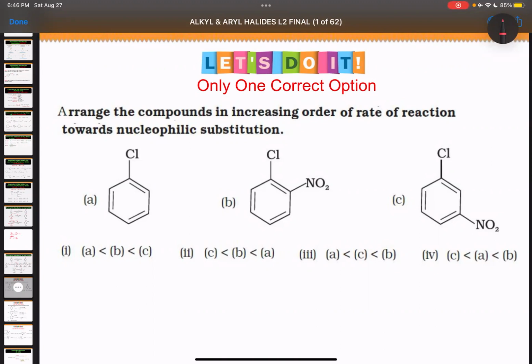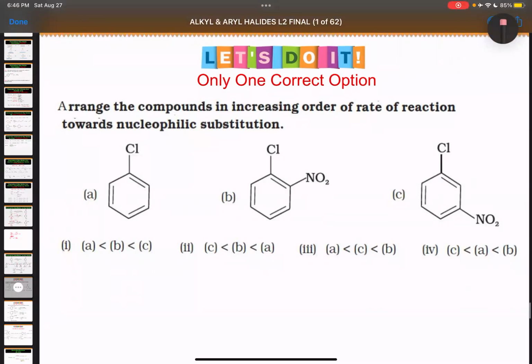You have to arrange the compounds in the increasing order of rate of reaction towards nucleophilic aromatic substitution. You can think of OH minus coming and attacking at the Cl, and you need to tell me where the reaction can happen more easily.